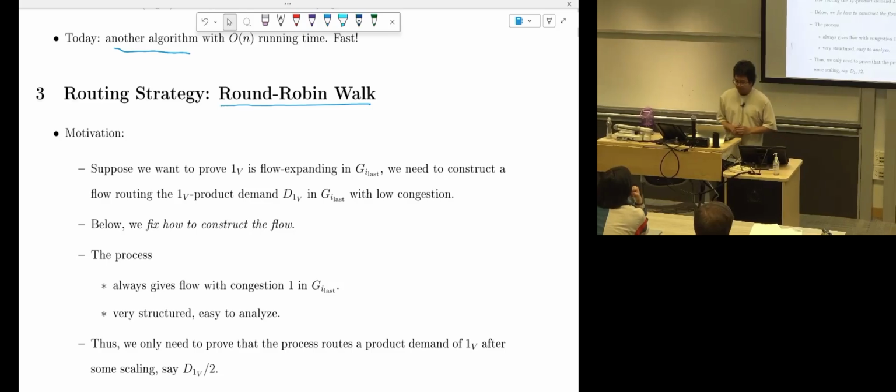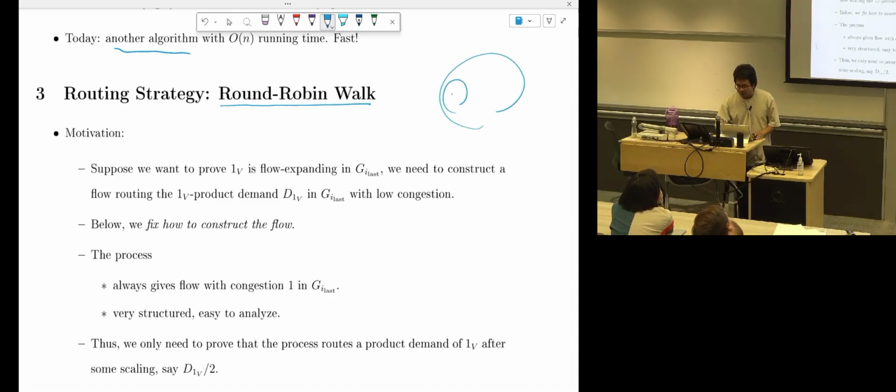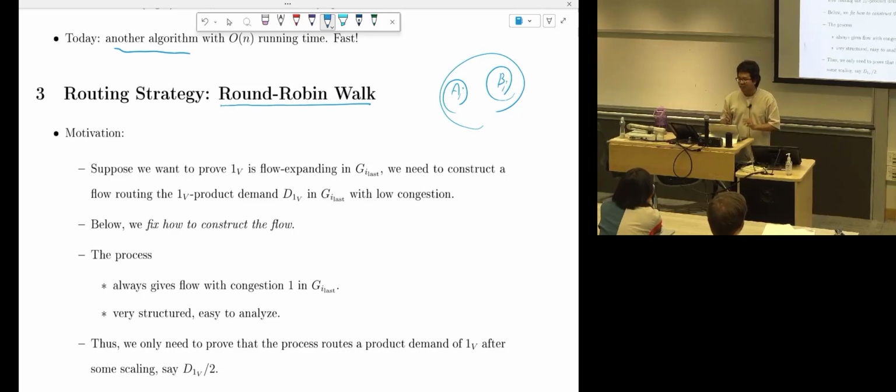walk. Okay. So why do we talk about this? Before I describe it, let me tell you a bit. The whole goal right now is to choose cuts. Sometimes I call them cuts, but it's not really a cut. AI and BI might not be a partition, just disjoint sets. But I call these cuts too, because it's easier to talk about.